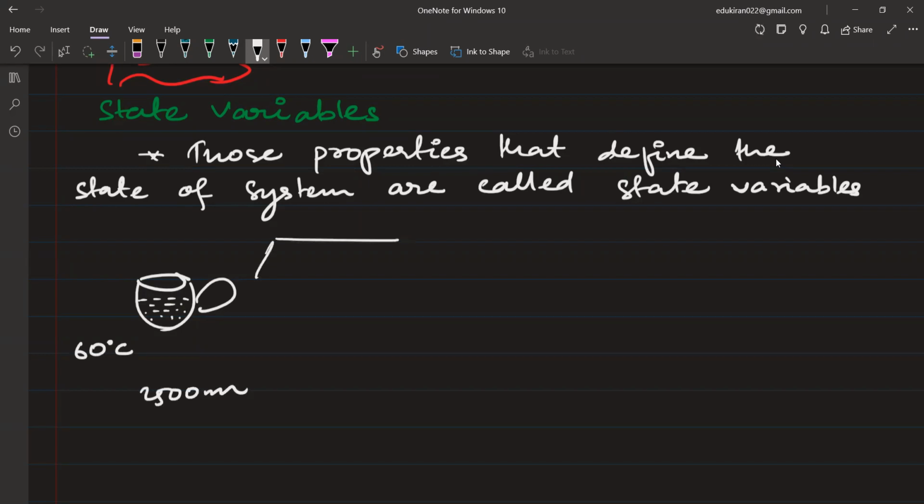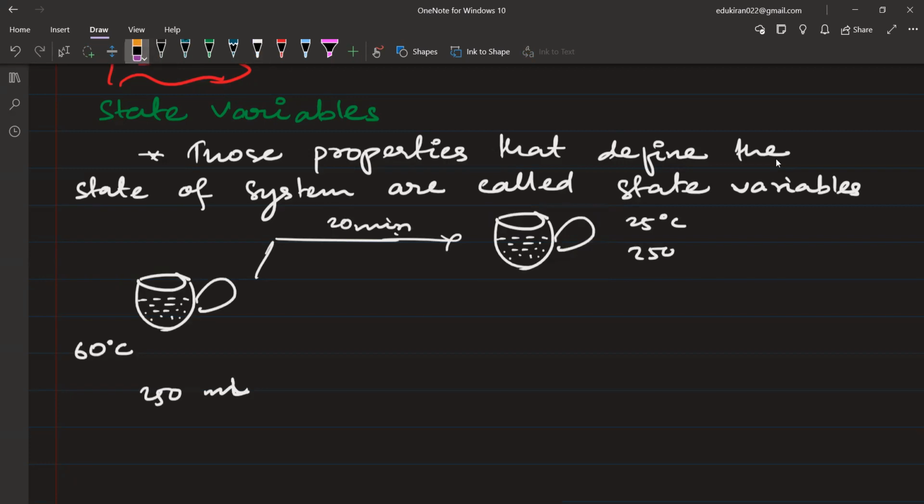अब इसमें हम दो केसेस लेते हैं आपके पास. एक केस है जब आपने काफी टाइम तक इसको छोड़ दिया, आप भूल गए चाय के बारे में, और लगभग after 20 minutes you return to your room and you get the same amount of tea here, right? But this tea will be having room temperature now, right? This will be having 25 degrees Celsius and 250 ml. Okay, that has not changed.